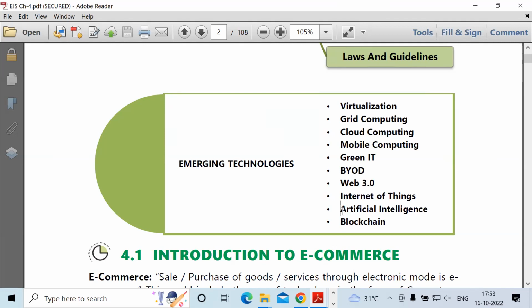The next one is artificial intelligence. What is artificial intelligence?